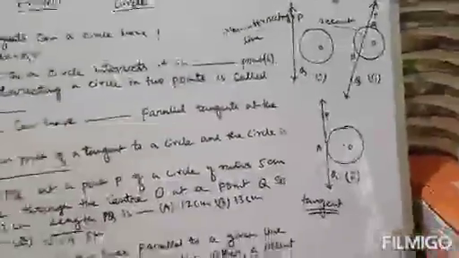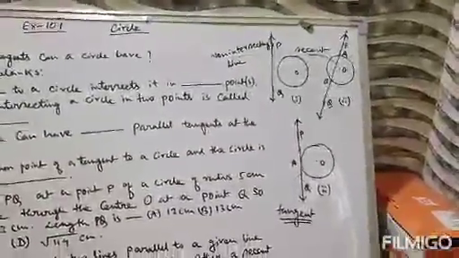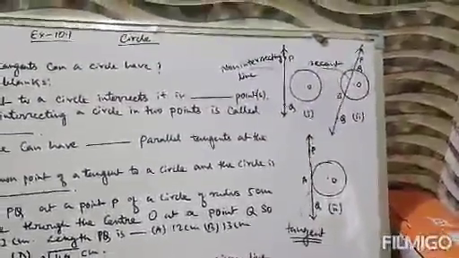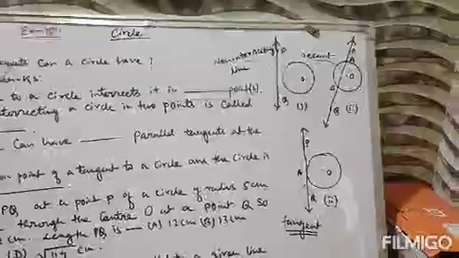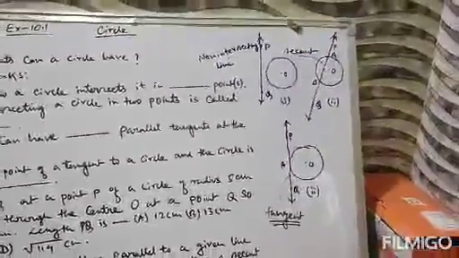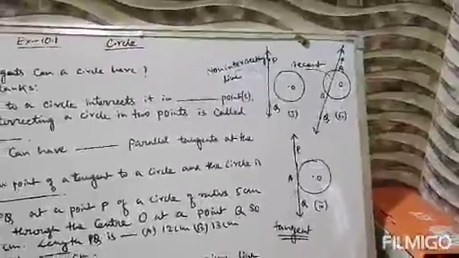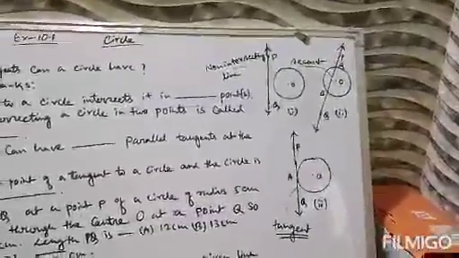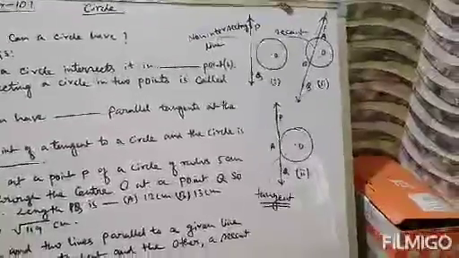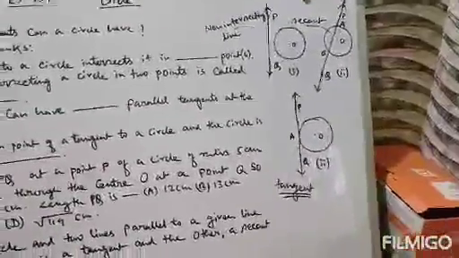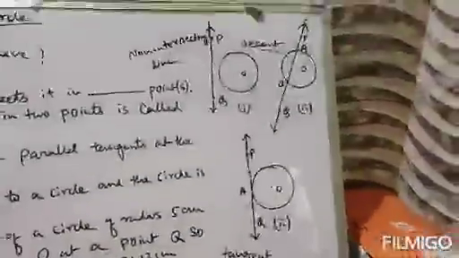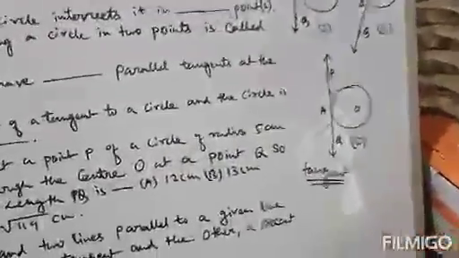So in case of a non-intersecting line, there is no common point. In figure 1, line PQ is called non-intersecting line, and the number of common points is 0. In figure 2, line PQ is termed as secant of the circle, and there are two common points, A and B. And in the third figure there is only one common point, A, between line PQ and the circle, which is termed as tangent to the circle. Clear? So this is the concept of tangent, secant and non-intersecting line.